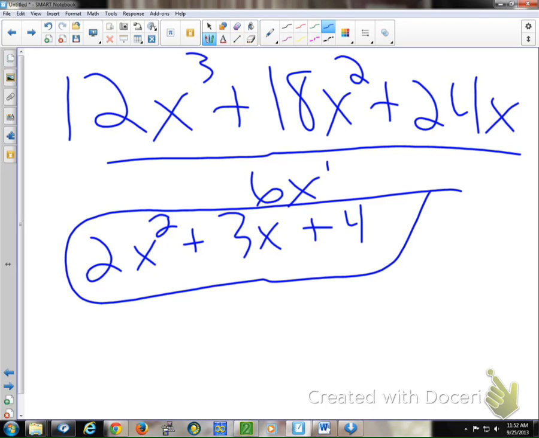12 divided by 6, x cubed divided by x. 18 divided by 6, x squared divided by x. 24 divided by 6, x divided by x cancels. You will have one like that on your test, and it'll be the one where it says divide and there's no plus or minus. That's how you know when you can do that.